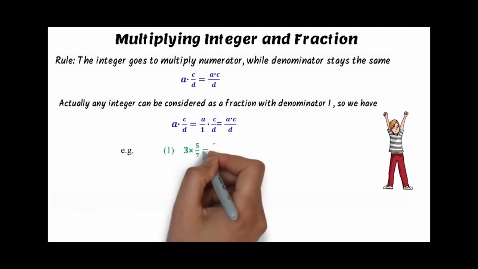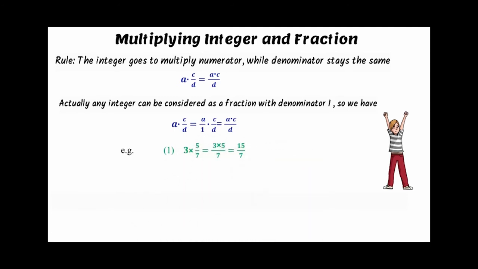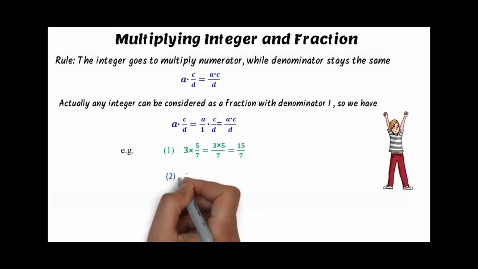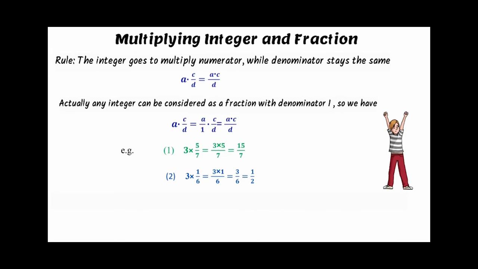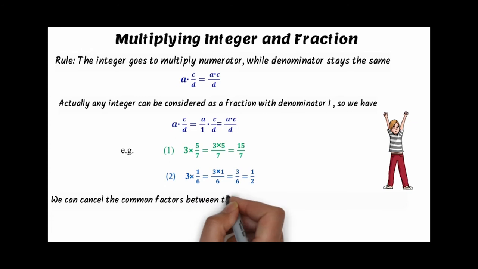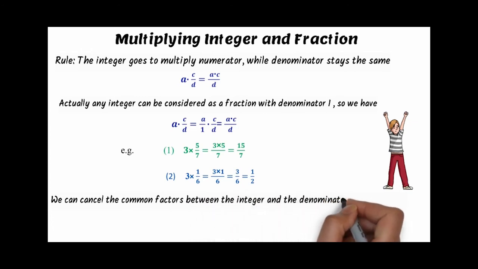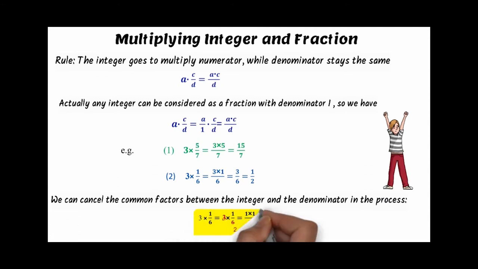So let's look at an example. 3 multiplied by 5 over 7. That gives me 3 multiplied by 5 over 7, which is 15 over 7. Now let's take a look at 3 multiplied by 1 over 6. That equals 3 multiplied by 1 over 6, which is 3/6, which is 1/2. You probably already noticed that we can actually cancel out the common factor between the integer and the denominator in the process first. So 3 multiplied by 1 over 6, where 3 is a common factor, can be canceled out. That will just leave us with 1 over 2, which is 1/2.